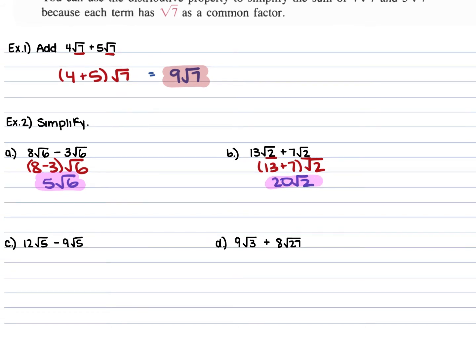For example C, we have 12 square root 5 minus 9 square root 5. Again, keep the square root of 5. Do the 12 minus 9. That gives us 3 square root 5.